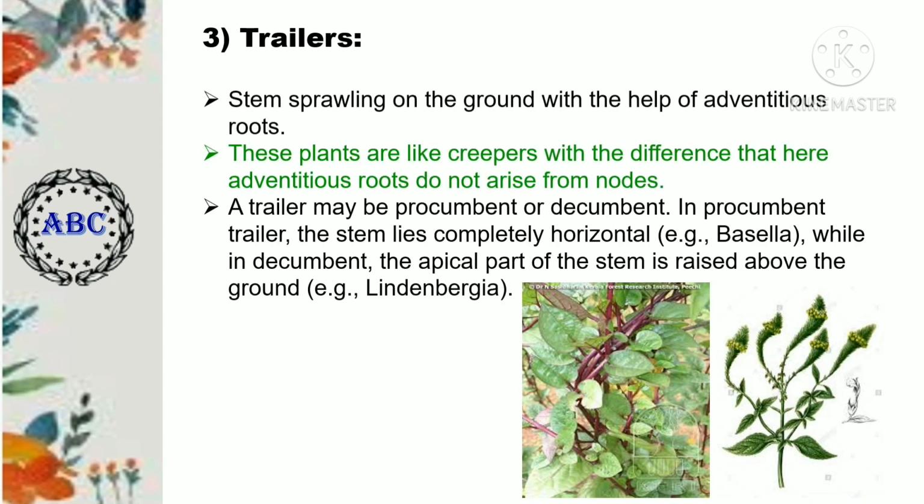Third one, plants are called trailers. Stems sprawl on the ground with the help of adventitious roots. These plants are like creepers with the difference that here adventitious roots do not arise from nodes. The trailer may be procumbent or decumbent. In procumbent trailer, the stem lies completely horizontal and the example is Bacopa. While in decumbent, the apical part of the stem is raised above the ground and the example is Lindernbergia.